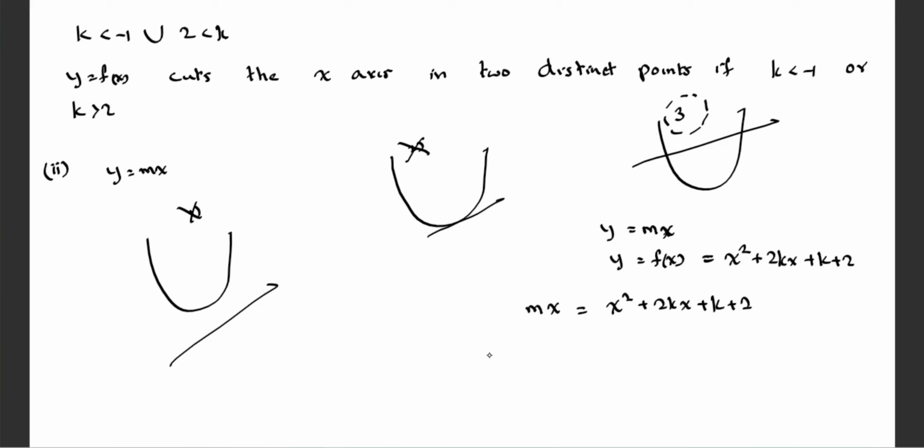And now you have a new equation. Take this mx to this side, you will have x squared plus (2k minus m)x plus k plus 2 equals 0. Now if you have two distinct points here, the delta of this particular equation should be greater than 0 if it is two distinct points. So you can say delta of this equation is positive. So what is the delta of this equation? I will do it in the next page.